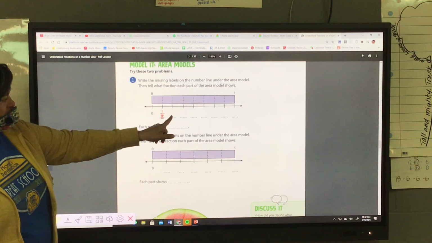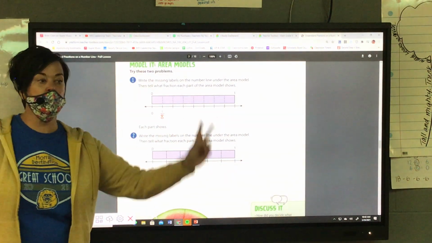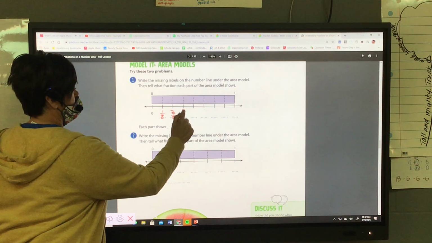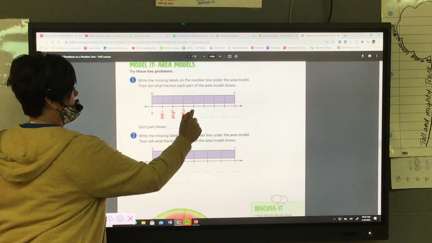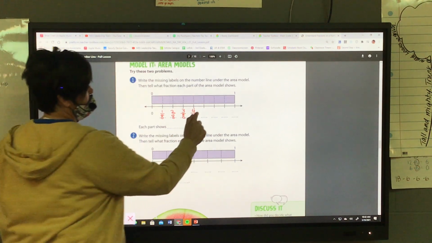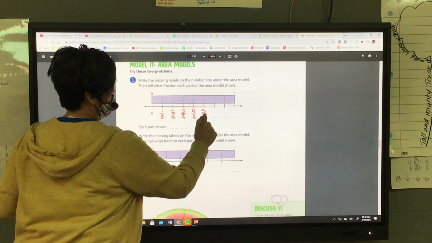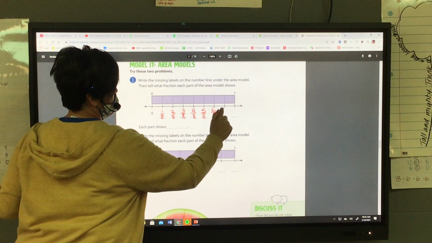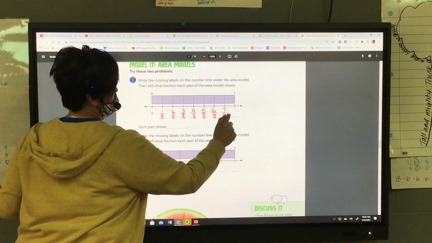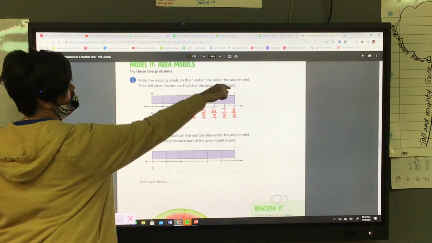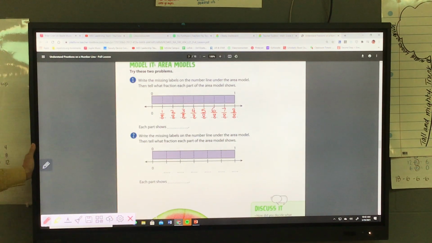What's this one going to be? 2/8. What's next? 3/8. After that? 4/8. What's after 4/8? 5/8. Next? 6/8. Next? 7/8. And the last one? 8/8. What does it also equal? 1 whole. Okay, now think.